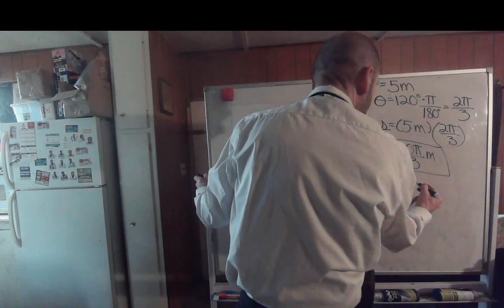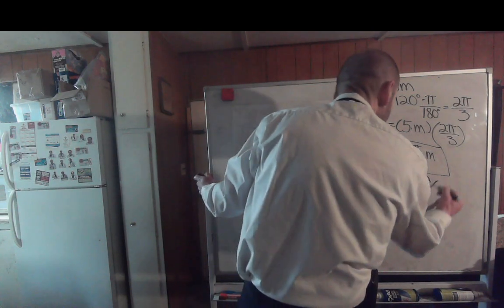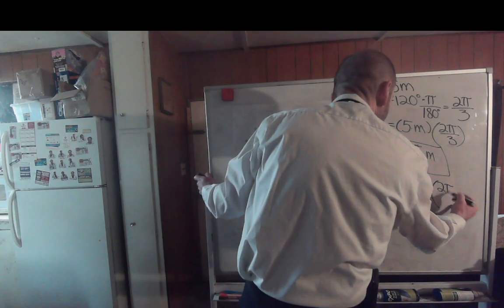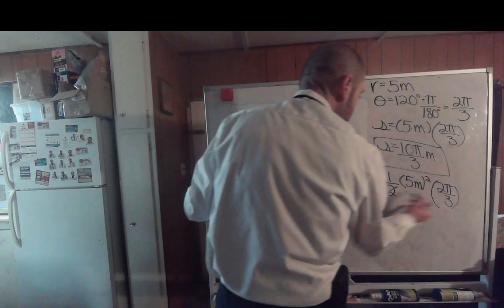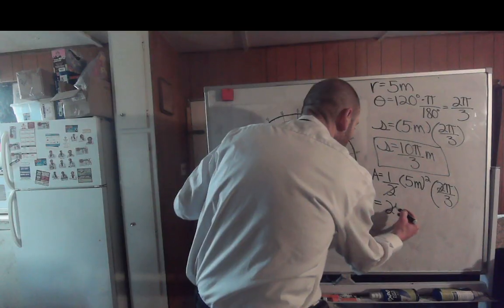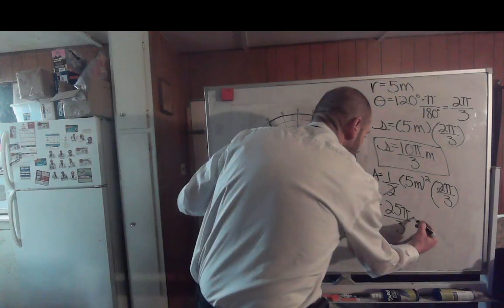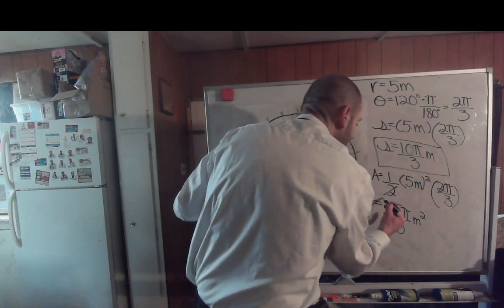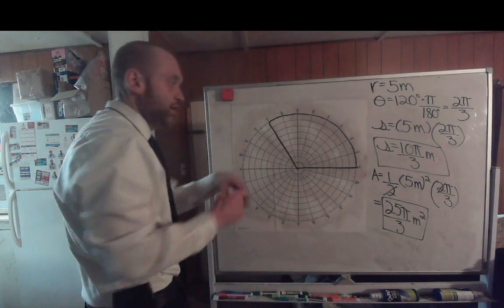So this would be half of 5 meters to the second power times my theta of 2 pi over 3. Well, good news, my 2's cancel out. So this should literally give me 25 pi over 3 square meters for the area of this sector. So 25 pi over 3 square meters is exactly what I should get for the area.